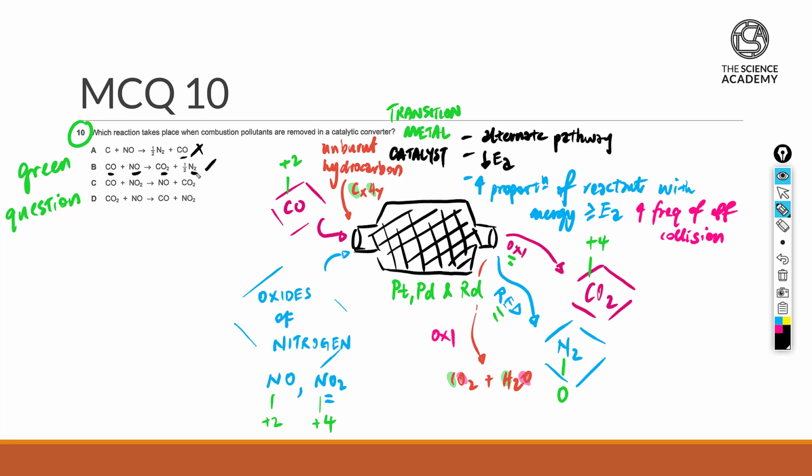For the case of C, NO2, there should be an entrance into the catalytic converter, but the end product shouldn't have been nitrogen monoxide, but nitrogen gas. And for D, CO2 should not have been converted to CO, it should have been the other way around. Same thing, NO should not have been converted to NO2, both should have actually been converted to N2. Again, the correct answer for this question is B.